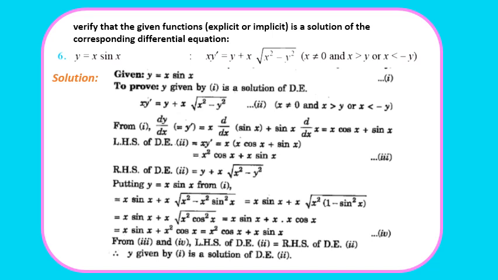Taking the right hand side of the differential equation, that is y plus x under root x square minus y square, and putting y equal to x sin x, which is given, we get x sin x plus x under root x square minus x square sin square x, which is equal to x sin x plus x into x cos x. On simplification, we get x square cos x plus x sin x, as equation 4. So from 3 and 4, we can verify that the left hand side equals the right hand side. Hence y equals x sin x is the solution of the given differential equation. Clear? So pause and note down the solution.